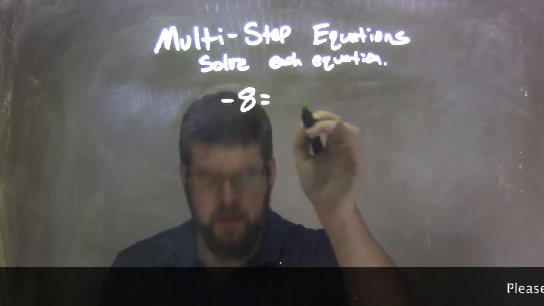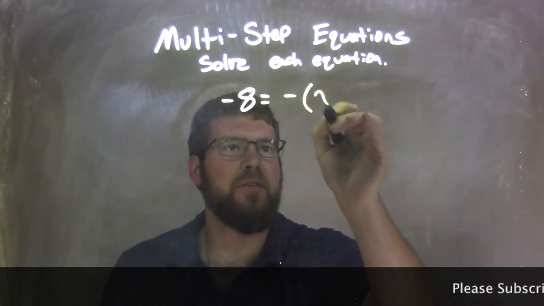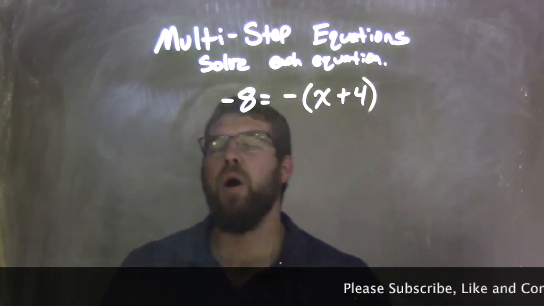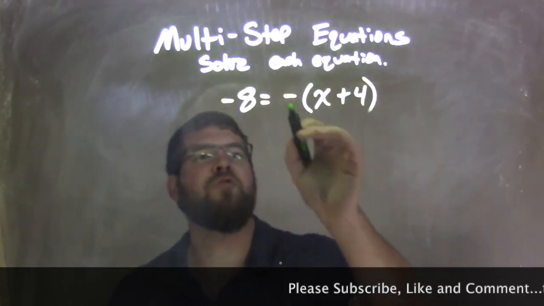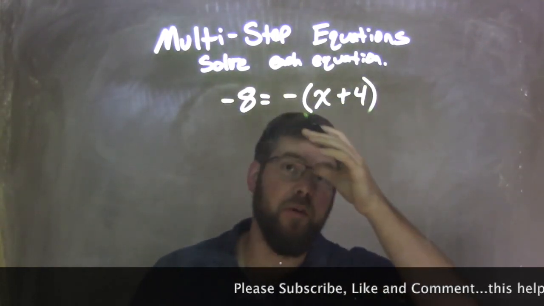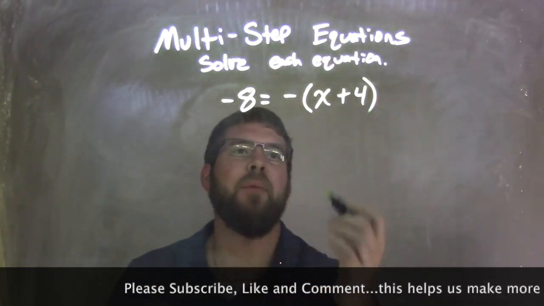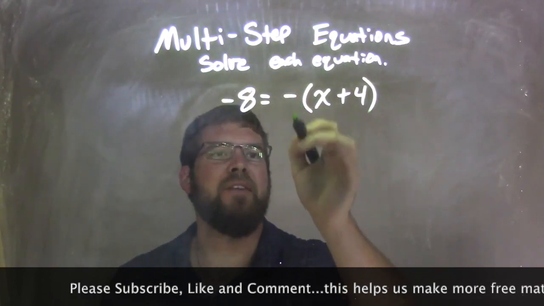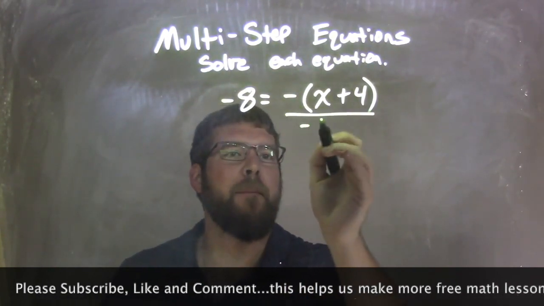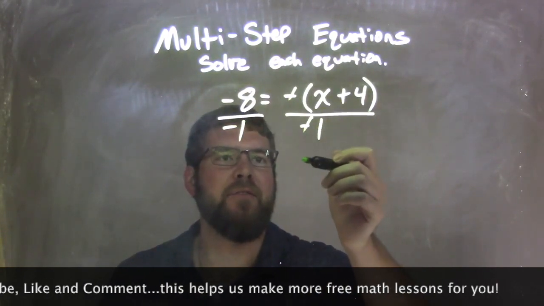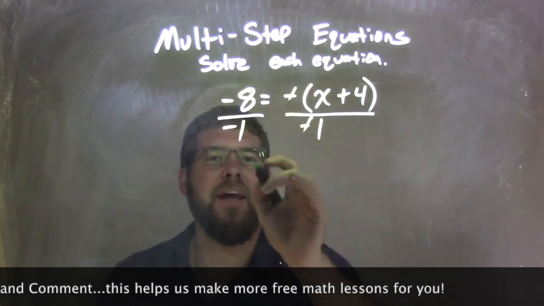Negative 8 equals a negative, parentheses, x plus 4. Normally I would want to distribute that negative inside the parentheses and go from there. But I'm going to skip that step and work backwards. That negative outside is a negative 1. So if I divide both sides by negative 1, I can eliminate that negative. Negative 8 divided by negative 1 is a positive 8.